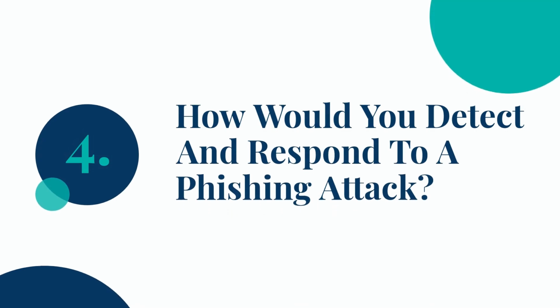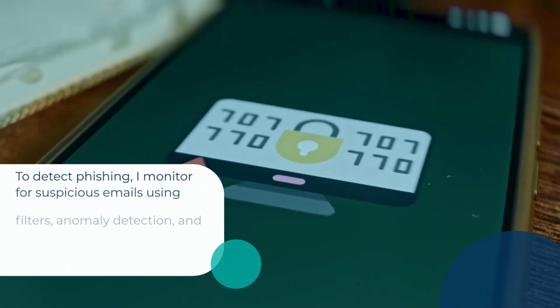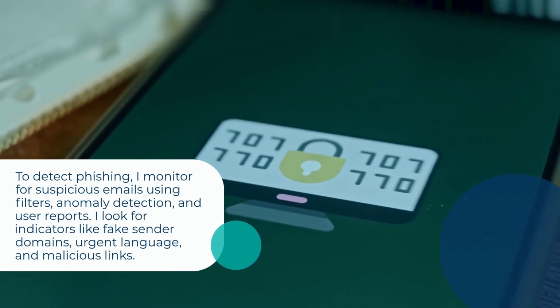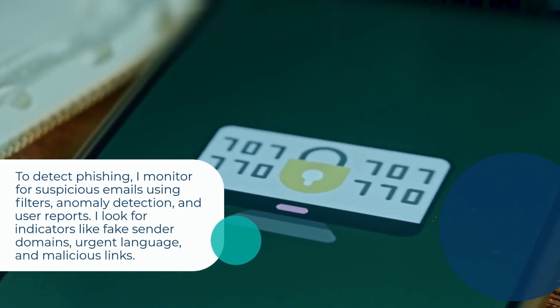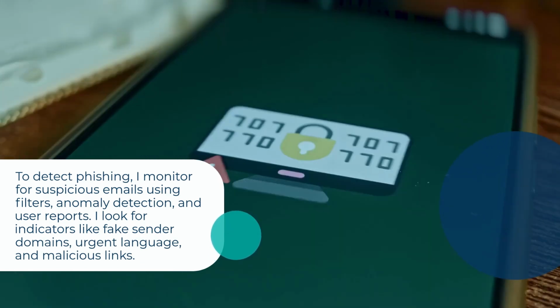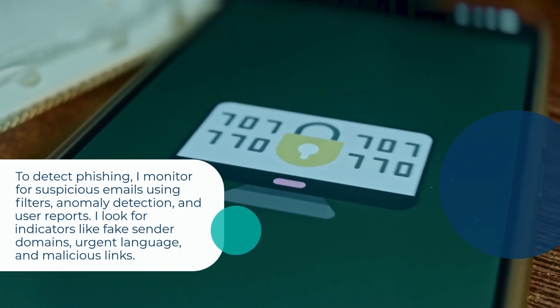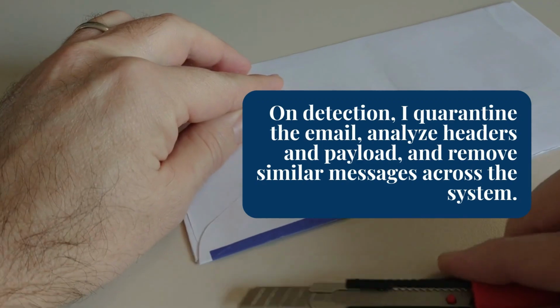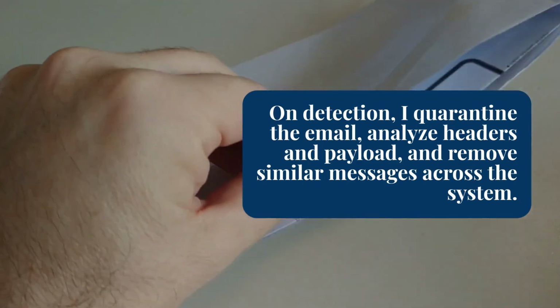4. How would you detect and respond to a phishing attack? To detect phishing, I monitor for suspicious emails using filters, anomaly detection, and user reports. I look for indicators like fake sender domains, urgent language, and malicious links. On detection, I quarantine the email, analyze headers and payload, and remove similar messages across the system.